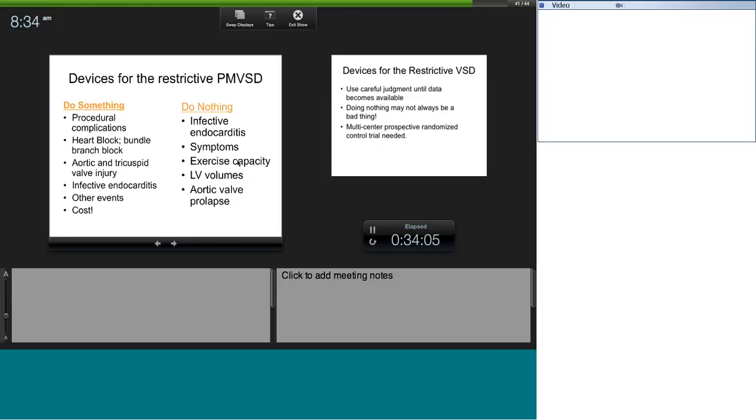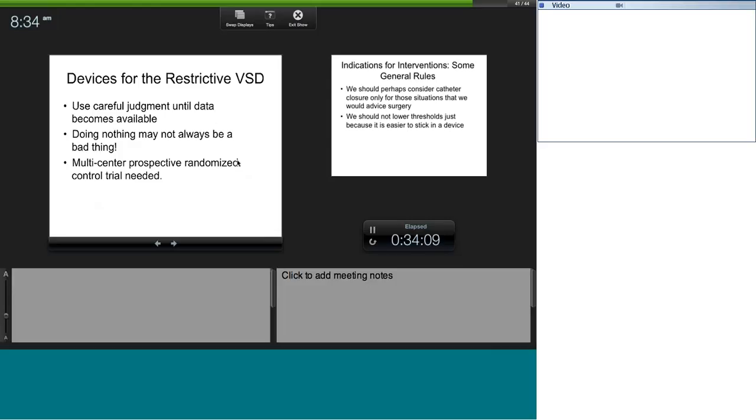Until we have better data, and we're not collecting that data, we should use careful judgment. That's my feeling. And doing nothing is not a bad thing. You can talk to the families, and you often can convince them that this is really not worth closing. But many families get obsessed with the murmur and keep going from doctor to doctor until somebody offers closure. We need to really think. We can talk to the family, and usually it works very well. And we need a very good multi-center trial with very clear entry criteria on whether this is beneficial or not. That's going to be very hard to do.